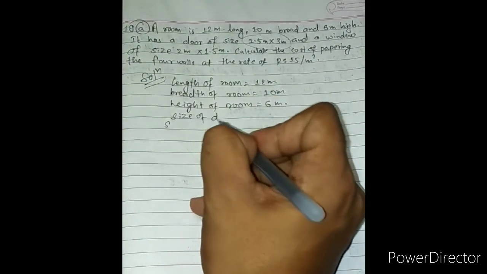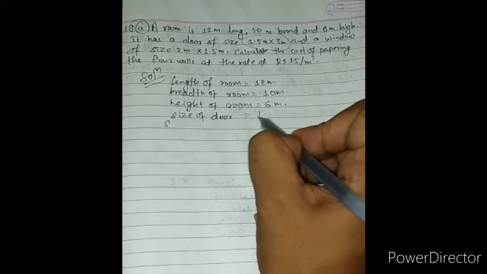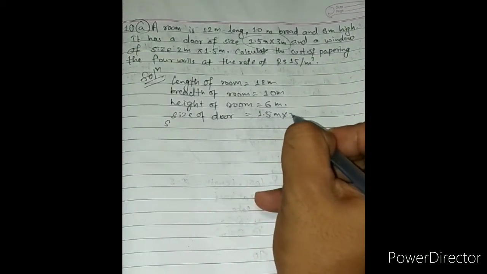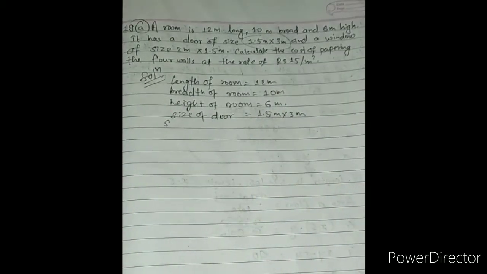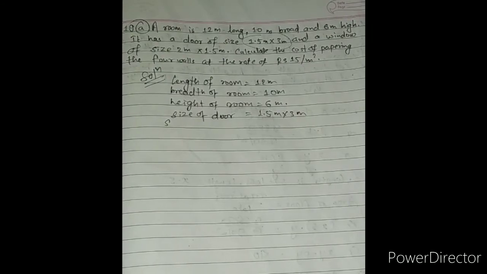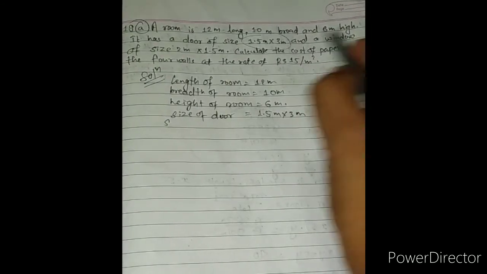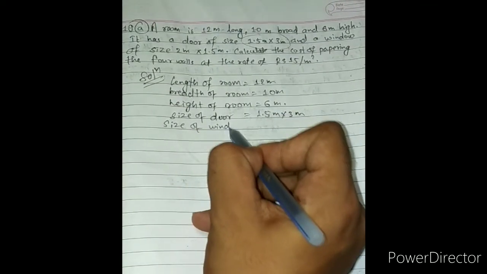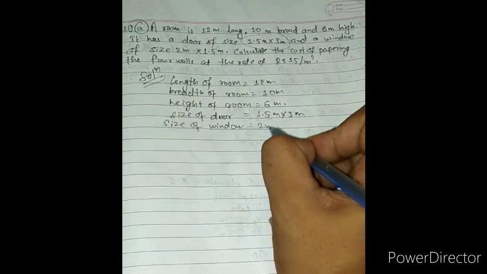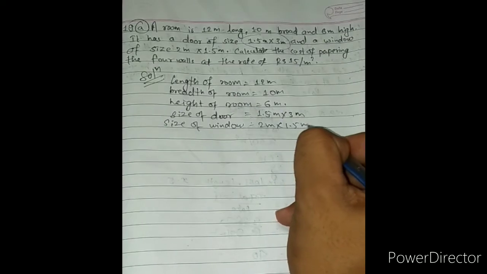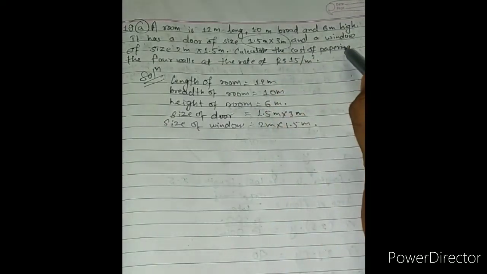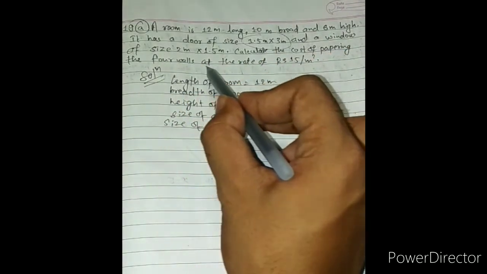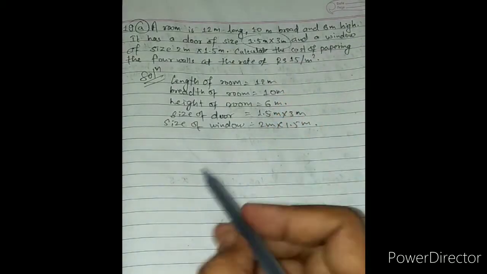Size of door, 1.5 into 3, and the window, size of window is given 2 by 1.5 meter. Now we have to find the cost of papering 4 walls at the rate of 15 per meter square.